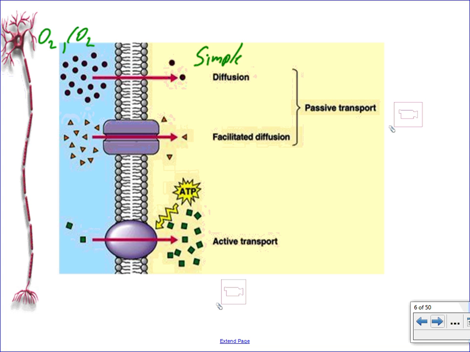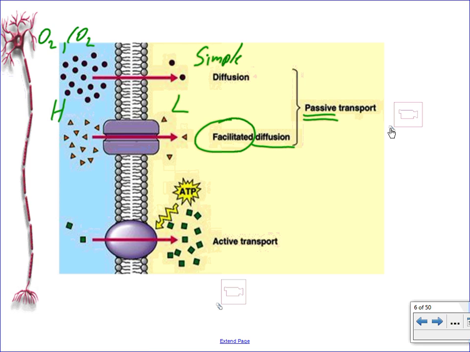Other things can still pass through the bilayer by diffusion, only they have to pass through a special protein. These proteins can be referred to as channels, they can be referred to as gates, but because it is not directly through the phospholipid bilayer, they require some help, and hence the additional term facilitated for this kind of diffusion. Remember, with diffusion, we're always going from where there is a high concentration to where there is a low concentration. No energy is required, so this is passive in nature.